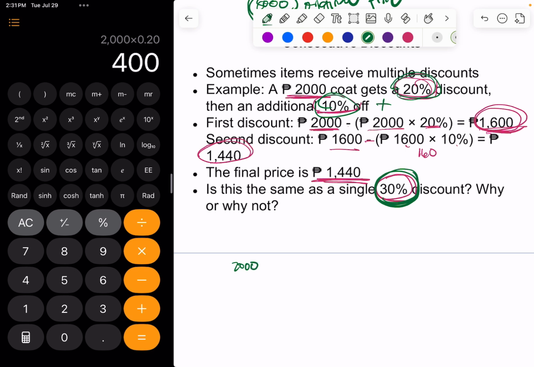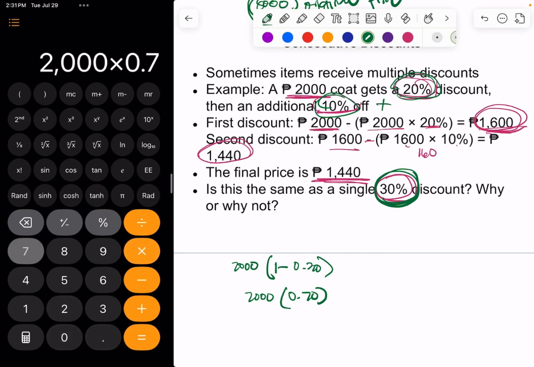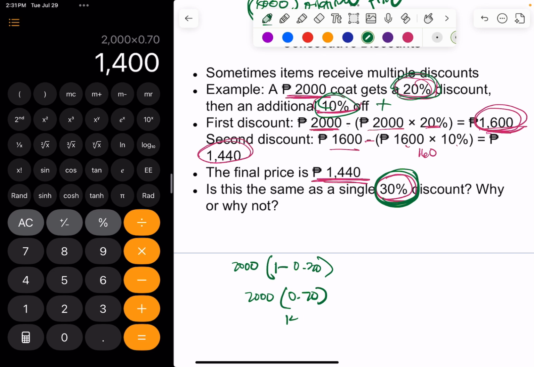So, 2,000 times 1 minus 0.30. So, gamito na to, i-automatic na to siya nga 30% discount. Is the answer will still be the same? So, 1 minus 0.30, that is 0.70. So, okay, the answer is 1,400. Okay, they are not the same.